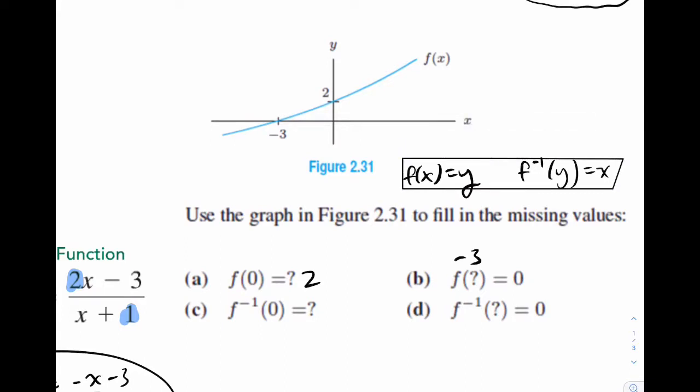So for this one right here, think of it as y is 0, what is x? Well, if y is 0, we're right here. This must be negative 3. For this one, again, let's write y and x. It's saying x is 0, what is y? Well, y must be 2. So notice how easy that is as long as you understand this concept, that if f of x equals y, the inverse will simply switch it, where you're plugging in y and you're getting out x.